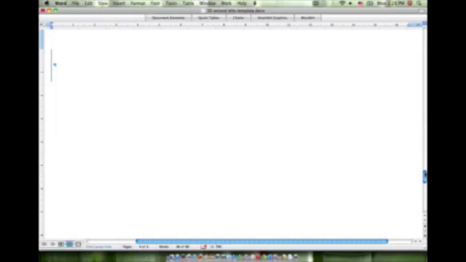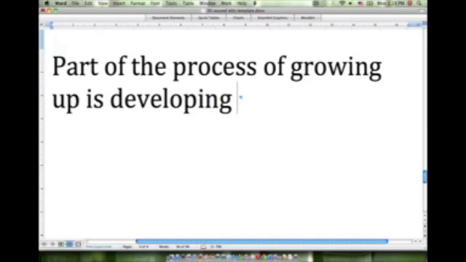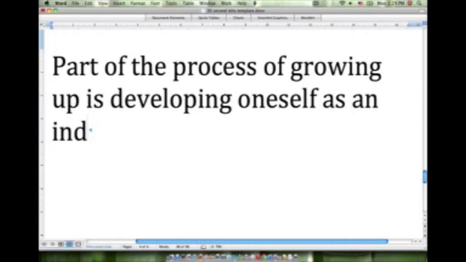So let's start with something like: part of the process of growing up is developing oneself as an individual. Okay, very general opening sentence. We haven't talked about anything specifically to do with education or course selection among young people.